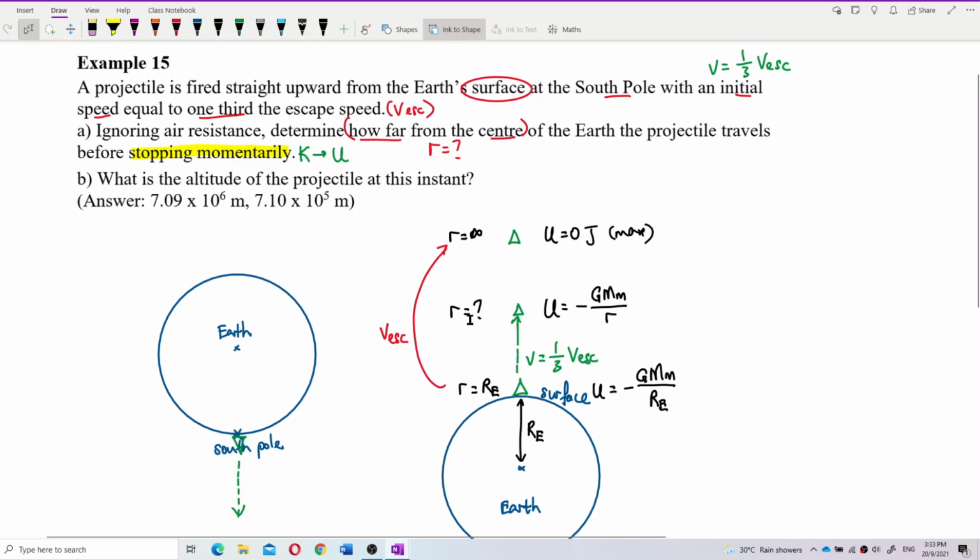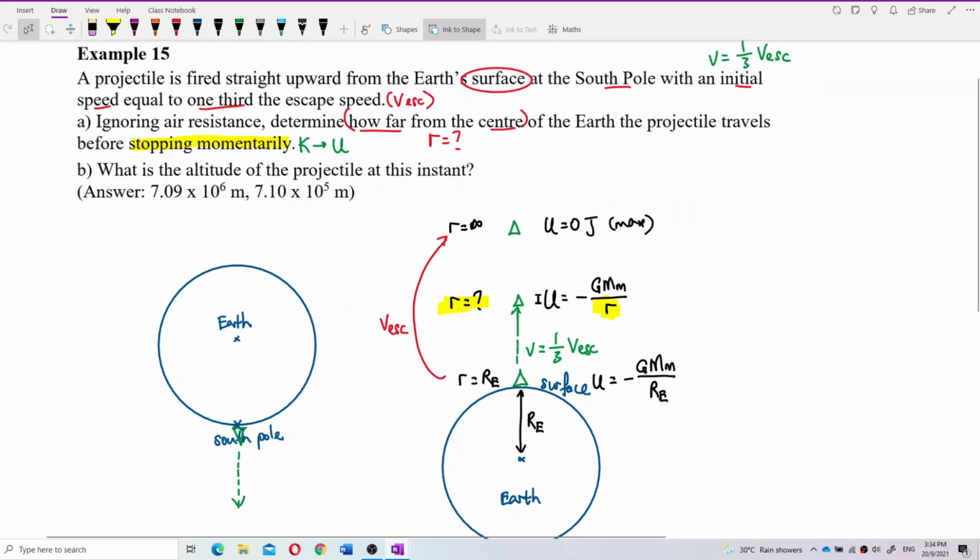This is what we want to find out in question A. We want to find this r. You understand or not? We want to find this r. So if it is ejected to this height, U equals negative GMm over r. What is this r? This r is the distance from this position to the center of Earth. It is this distance. I just want you to understand it is this distance. This is the r we need to find.